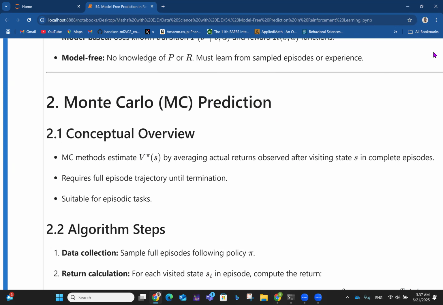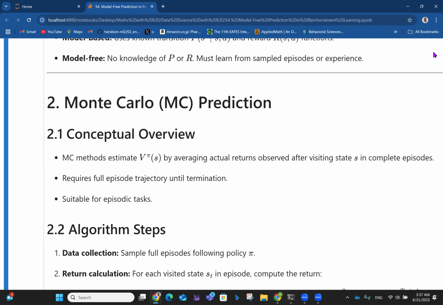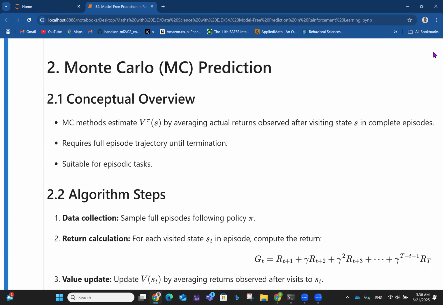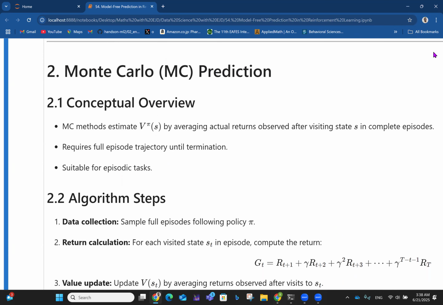So we have the Monte Carlo prediction. Monte Carlo methods estimate V pi of S by averaging actual returns observed after visiting state S in complete episodes. So it requires the full episode trajectory until termination and is suitable for episodic tasks. That's how Monte Carlo goes.